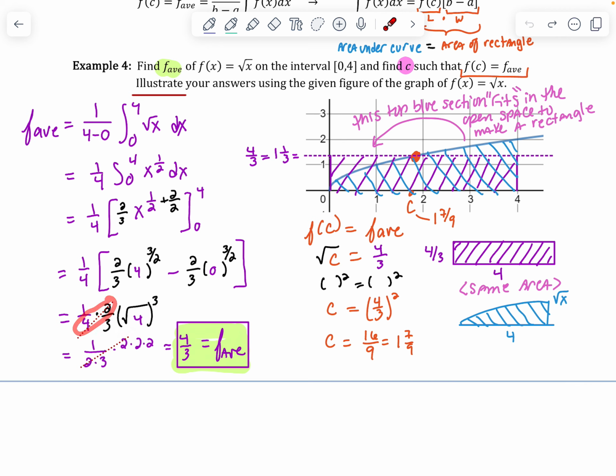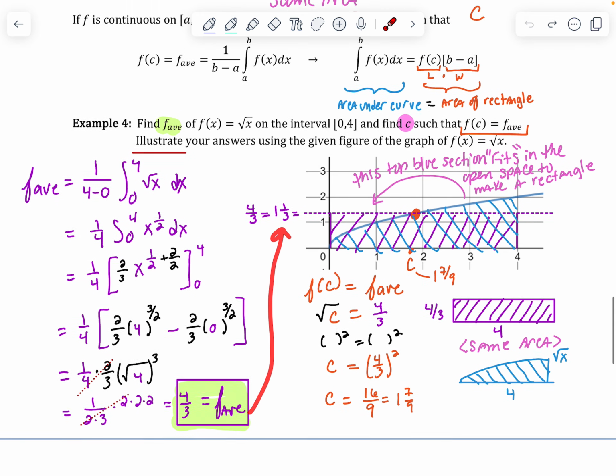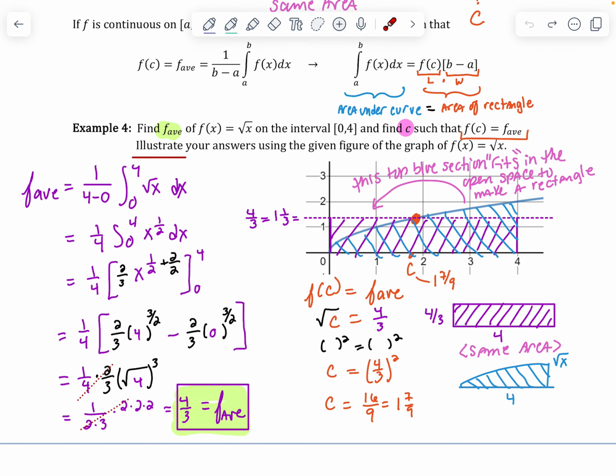The 2 in my numerator can cancel with the 4 in the denominator, and now that I actually have a 2 in the denominator, it can cancel with one of those numerators. So I'm going to have 4/3. The output height of my average function is 4/3 or 1 1/3.